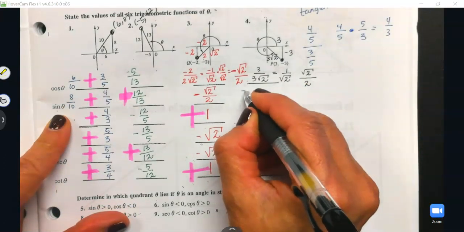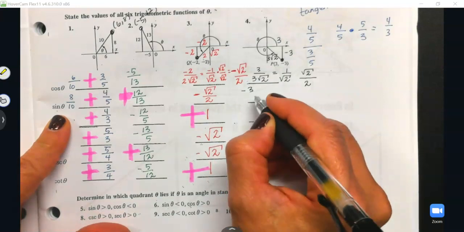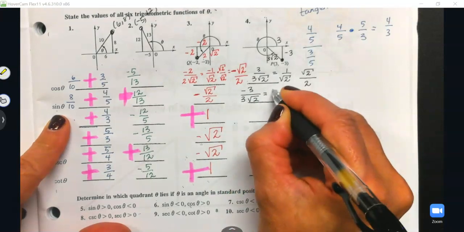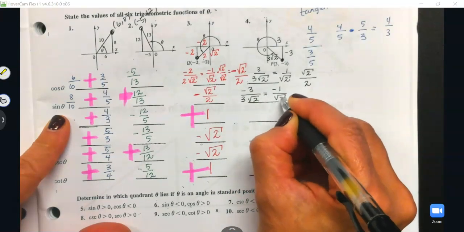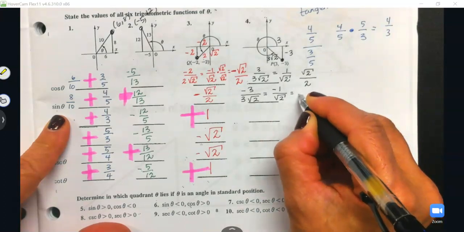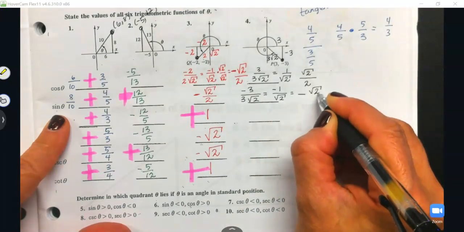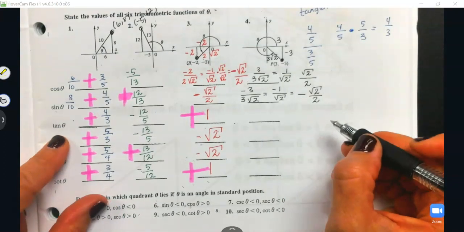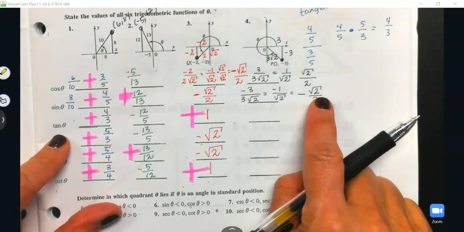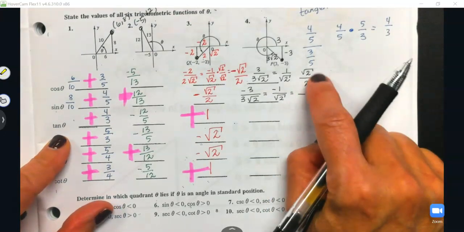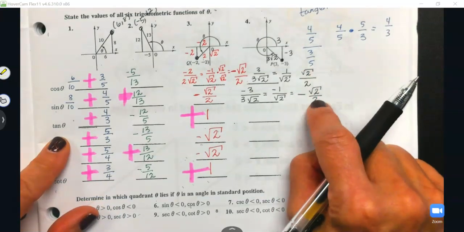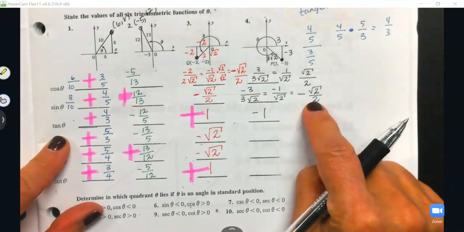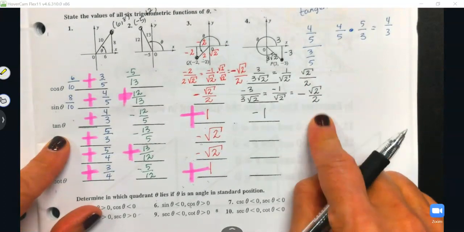Sine is negative root 3. I'm so sorry. Negative 3 over 3 root 2. That's it. Negative 1 over root 2, which turns into a negative root 2 over 2. Now we're to tangent. Tangent is sine divided by cosine. What's that divided by that? Negative 1, since it's negative divided by positive.